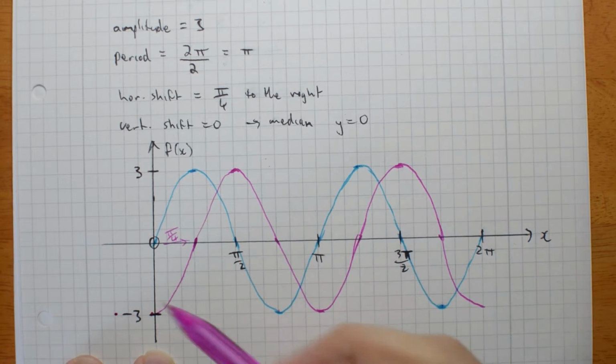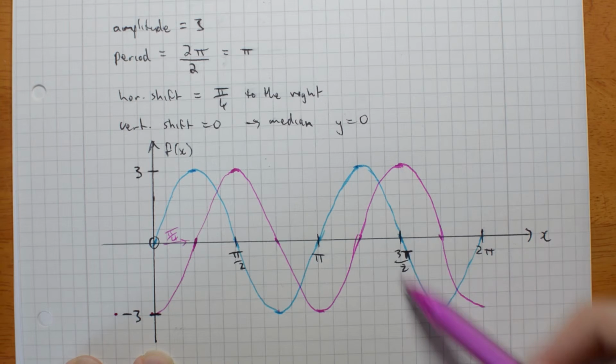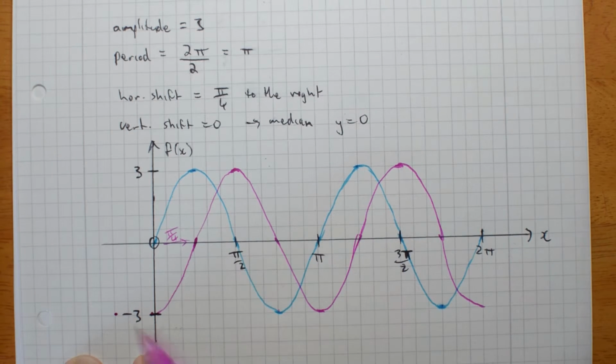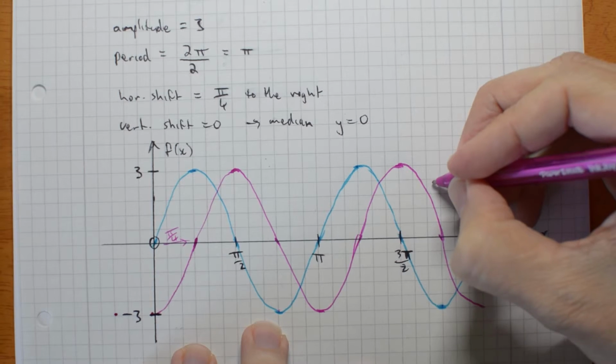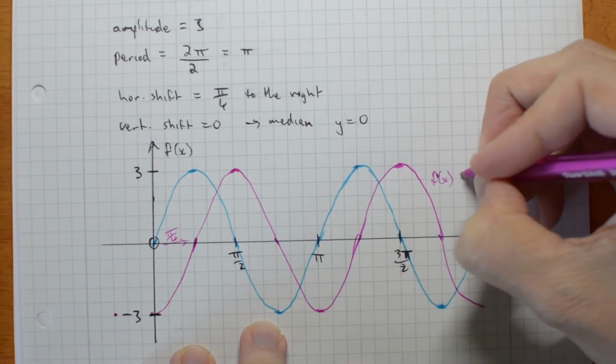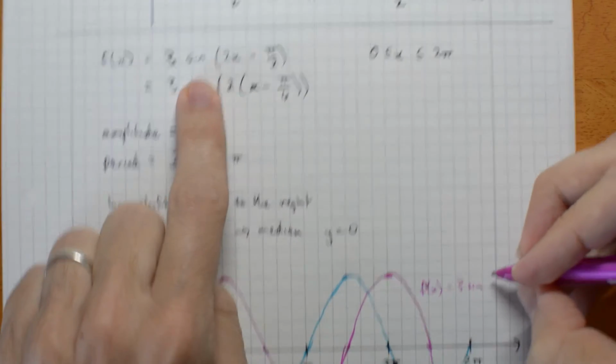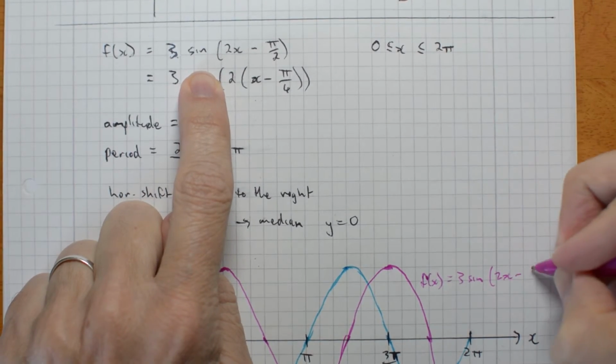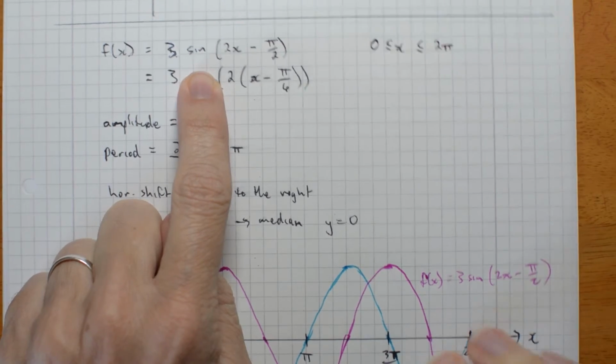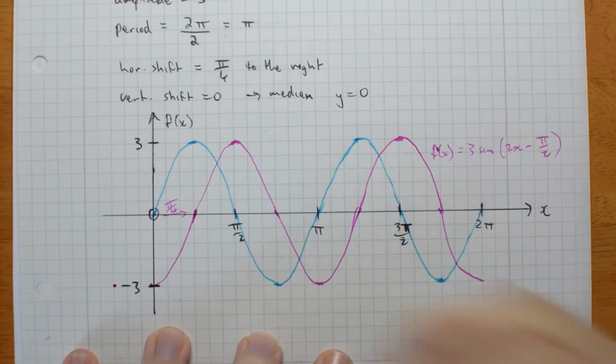As you get better, you don't actually have to draw in that initial graph. I just wanted to show you the translation as it happens, the shift as it happens, to help you get it right. So the pink one is the one I want. Pink is f of x equals 3 sine, and let me use the original label, sine 2x minus pi on 2. And let me label all the important points.